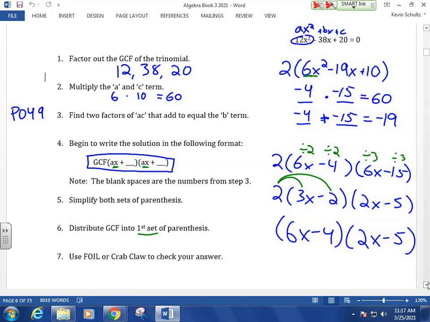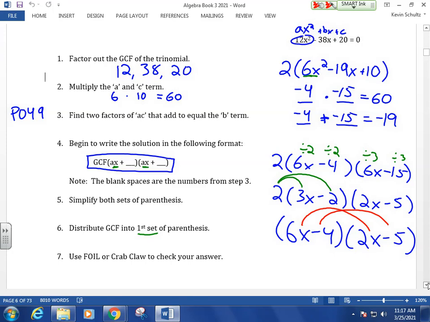Kind of going back to Audrey's point earlier, the reason why we don't include this x squared part here is that when we multiply 6x and 2x, 6x times 2x gets us our 12x squared that we originally have. So our coefficients are correct so far. When we multiply our constants, -4 times -5, we get positive 20, which is what we originally had. So far, so good there.